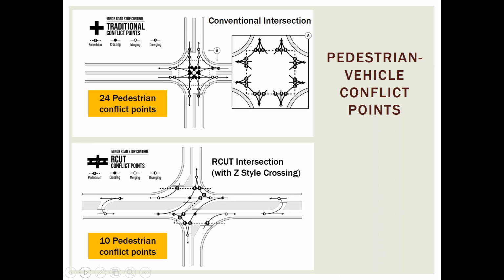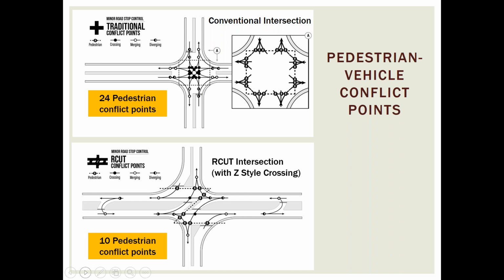So that is the Z crossing, and there are fewer conflict points, fewer conflicts between vehicles and pedestrians compared to a traditional intersection. We don't have the conflict with permissive left turns. We don't have the right turn on red. There are advantages, but of course disadvantages. The disadvantage being perhaps the difference of that Z-style crossing.